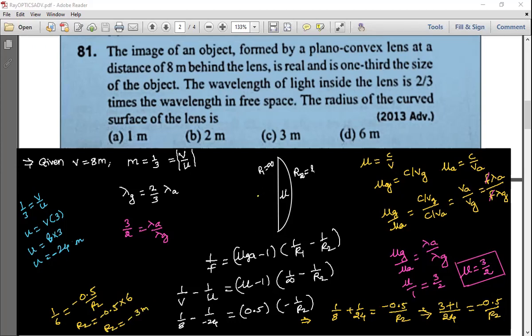Obviously, because you are taking it against the light direction from here to here, that's why they have not given the minus sign. But your answer is minus 3 meter. So option C should be the answer. Check once. Yes, one minute, let me check. Okay, right. Clear? Any doubt? Please ask.